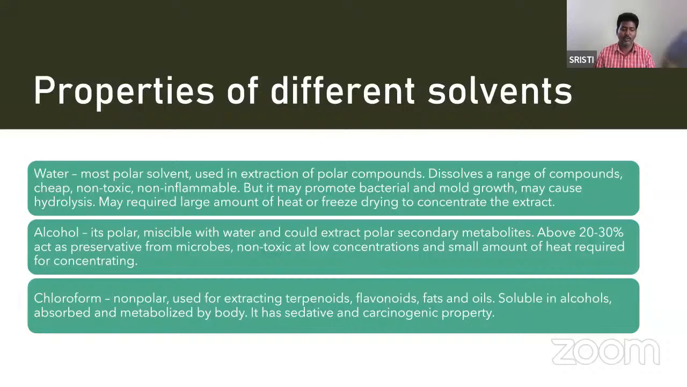The next one is chloroform. Chloroform is a non-polar one. It's majorly used for extracting terpenoids, flavonoids, fats, and oils. The compounds which are extracted with chloroform are soluble in alcohols and absorbed and metabolized by the body. Even though it has sedative and carcinogenic properties, the very low use of chloroform may be giving you a better result.